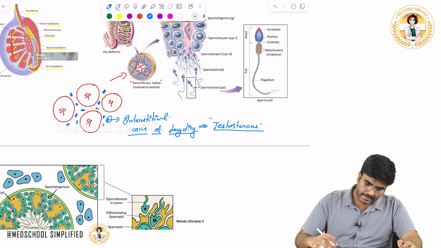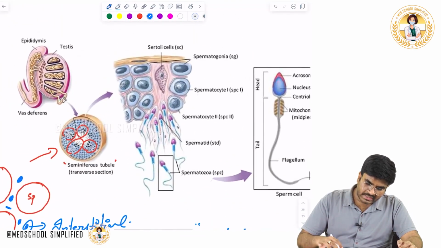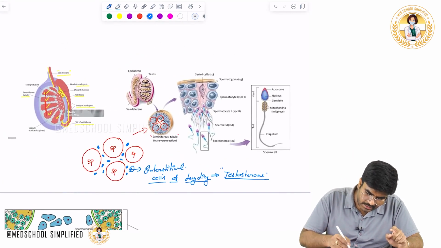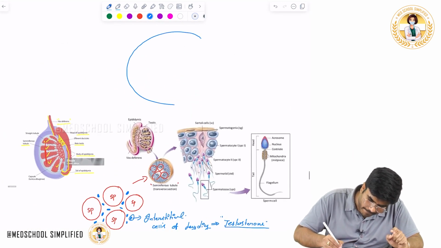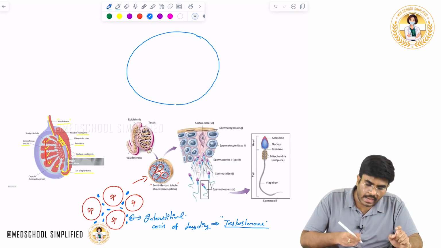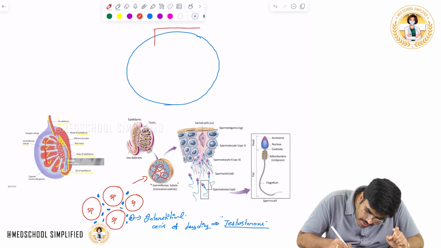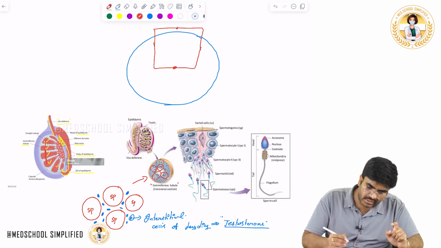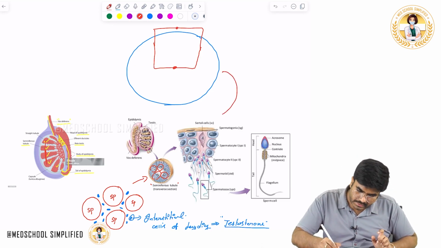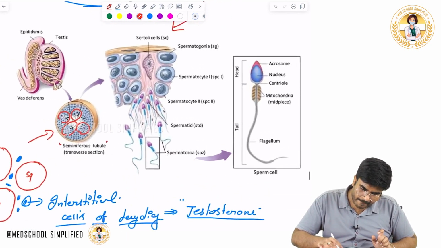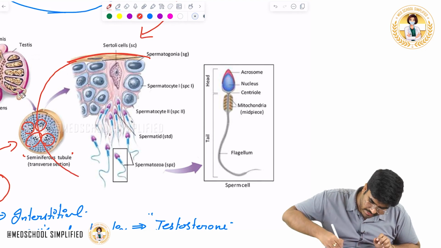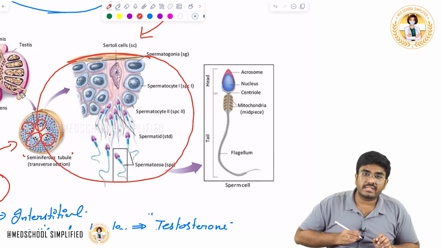Now, after this, I want you to concentrate on one seminiferous tubule. Imagine here is one seminiferous tubule. I am taking this one area and zooming into it, from the periphery to the center. So, it's going to look like this. Look, this is the boundary of the seminiferous tubule. It's actually like this.